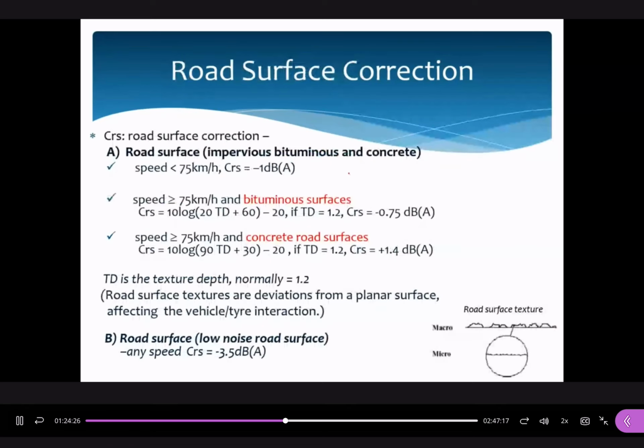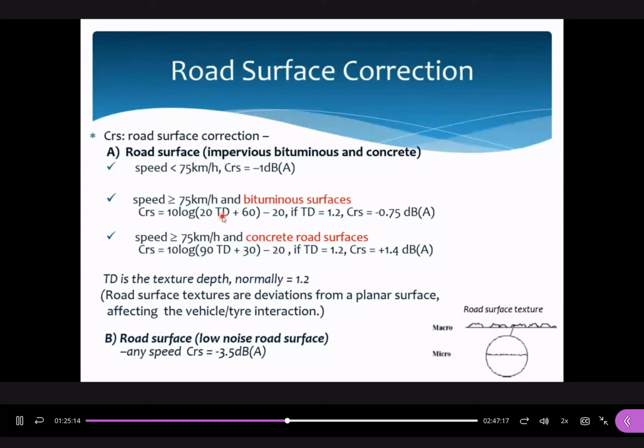Now, the road surface corrections. As I told you, the rolling noise is another dominant source of traffic noise. If the vehicular speed is less than 35 km per hour, the correction factor is -1 dBA for bitumen or concrete type surface. If it is equal to or more than 75 km per hour for bitumen surface, the correction factor is -0.75, meaning we can reduce a very small amount of noise effects. But if this is a concrete pavement, the correction factor becomes 1.4 dBA.